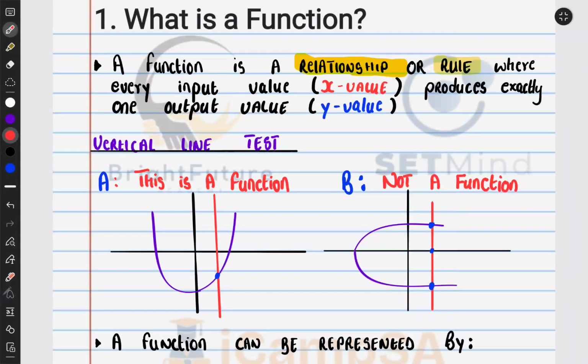Because an input value, or an x value, must produce exactly one output value. Once you have this x value here, let's say x is equal to n, and then you have two y values, this could be y is equal to a and y is equal to b. We have two values, and we need exactly one output value in order for a sketch or a graph to be a function.